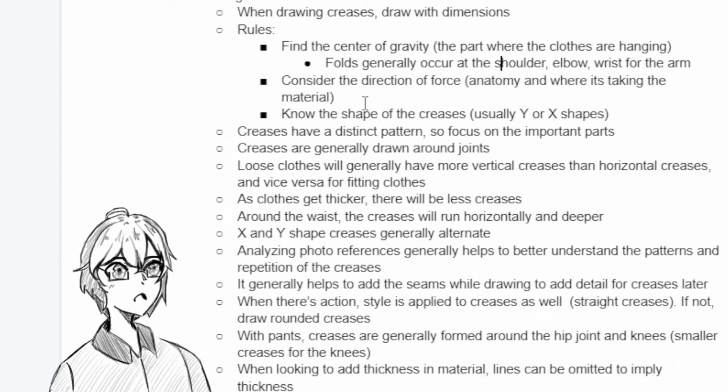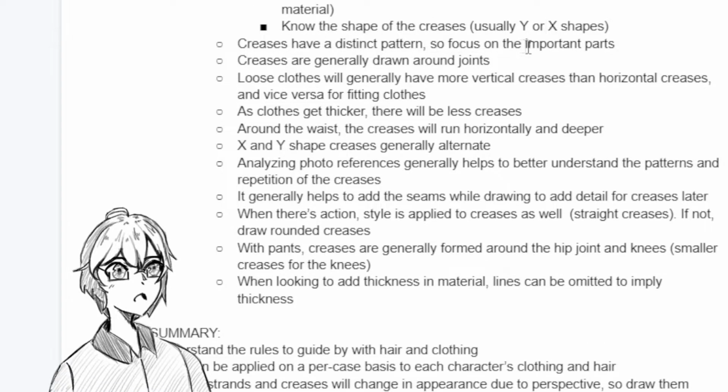Next, you want to consider the direction of the force, which is created by the anatomy, what's under the clothes, and where it's taking the material. And then finally, you want to know the shape of the creases, which is usually going to be Y or X shapes. You can check this in photographic references, and Chyan goes over this later in the lecture, but almost all creases are formed through Y or X shapes, so it makes it really easy to study them and practice them for yourself, as seen on other photographic references as well. Creases have a distinct pattern, as mentioned, so focus on the important parts to mainly create the impression of the folding of the clothes and its material.